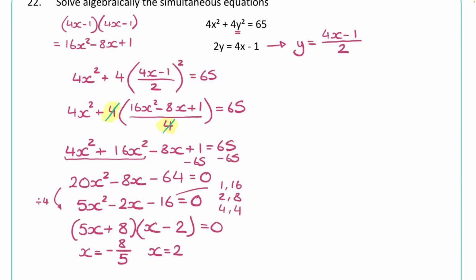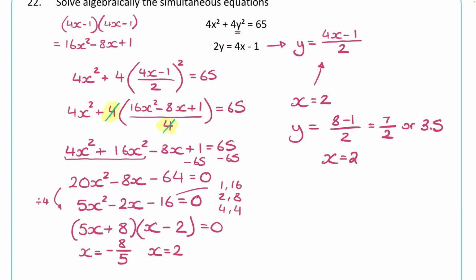So if we substitute these values of x in, we have our y equals formula up here. Let's go with x equals 2, as that's obviously nicer to substitute in than negative 8 over 5. So when x equals 2, y equals 4 times 2, which is 8, minus 1 over 2, which equals 7 over 2, or you could write that, of course, as 3.5. So there's our first set of values, x equals 2 and y equals 3.5. Let's highlight that so we don't lose it.